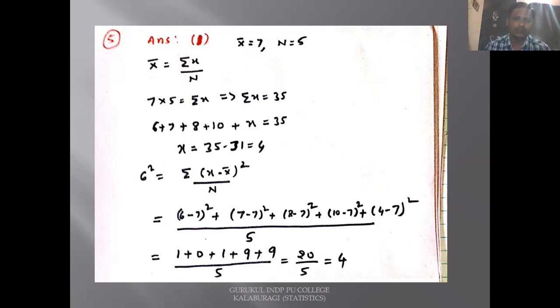So the first data is 6: 6 minus 7 whole square, plus 7 minus 7 whole square, plus 8 minus 7 whole square, plus 10 minus 7 whole square, and the fifth data is 4 minus 7 whole square. If we take the differences and square, 6 minus 7 is minus 1, square is 1; 7 minus 7 is 0; 8 minus 7 is 1, square is 1; 10 minus 7 is 3, square is 9; 4 minus 7 is minus 3, square is 9. If we add all these, we get 20 divided by 5, which gives 4 as the result. So the first option will be the right option for this particular question.